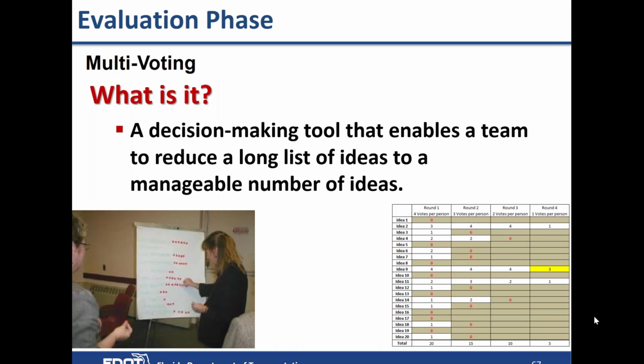Multi-voting, what is it? Well, it's a decision tool that enables a team to reduce a long list of ideas to a manageable number of ideas. And you can have multiple rounds of multi-voting where, say in the first round, each team member gets 5 votes. The second round, they may get 4 votes and then 3 votes until they get down to a manageable number of ideas that they want to bring forward.